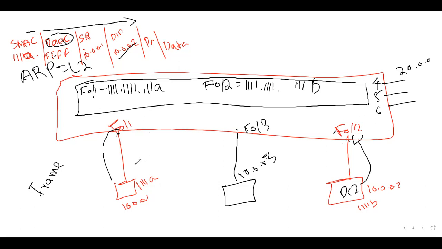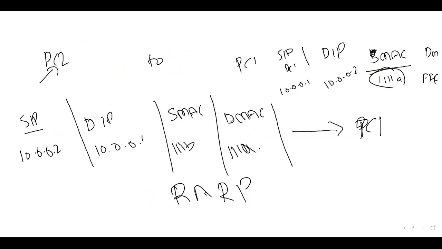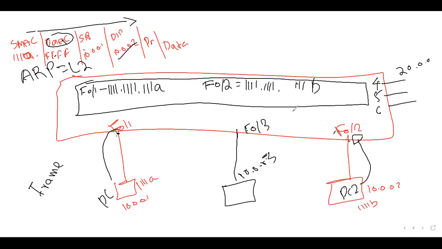Destination information. When PC1 sent to F0/1, it checked the destination info, which says FFFF, broadcast to everybody. Now coming back to F0/2, it's checking the destination info, which says I know the destination, which is called 111A, because 111A is already available as the destination MAC coming from PC2 to PC1. Now the switch understood that the received frame from PC2 needs to be sent to 111A.